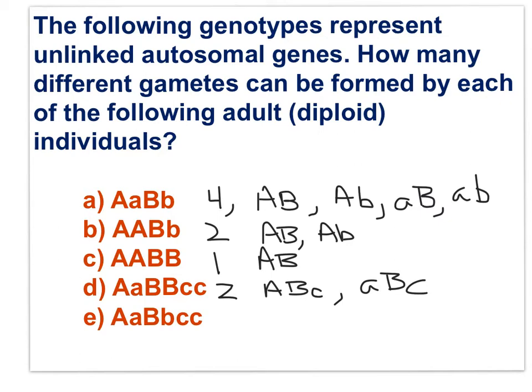And lastly, individual E will produce 4 types. Maybe you can see it. It's not unlike the one at the top. We have dominant, dominant, recessive. We have dominant, recessive, recessive. We have recessive, dominant, recessive. And lastly, recessive, recessive, recessive.